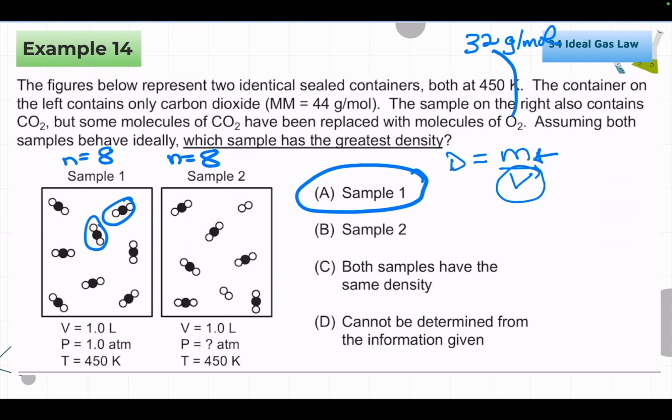Sample 2 has some smaller molar mass. So if you were to add the total molar mass of all of them together divided by the volume, the volume doesn't change, but the mass in sample 2 is going to be less than the mass in sample 1. So therefore, you will have a greater density in sample 1 than 2. So the particle doesn't matter in terms of pressure, but it does matter in terms of density, because density is mass, which is dependent on what molecule it is, over volume.